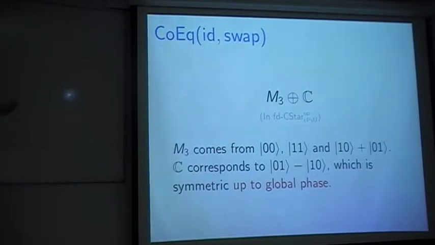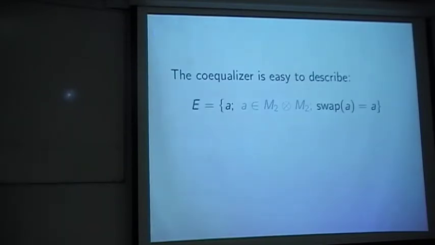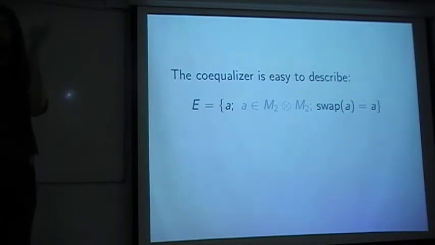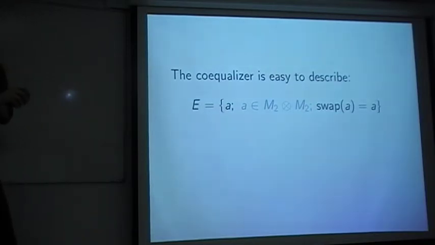So, how to show this? Well, the co-equalizer is not too hard to work out, because it maps in the opposite direction. It's an equalizer of algebras, and I hope you forgive me if I use co-equalizer and equalizer interchangeably. And this equalizer of algebras is quite easy to work out. It's just the elements which are invariant in the swapping.